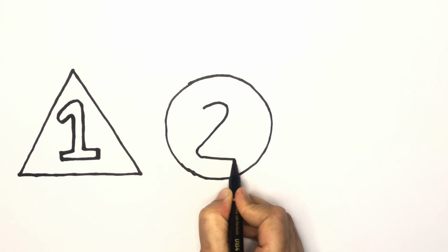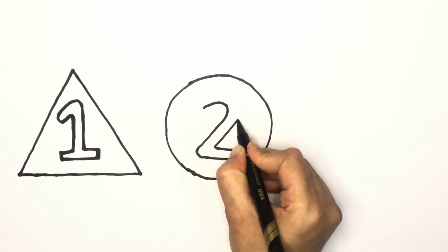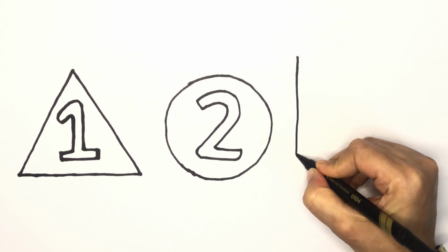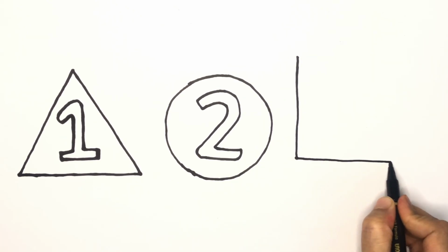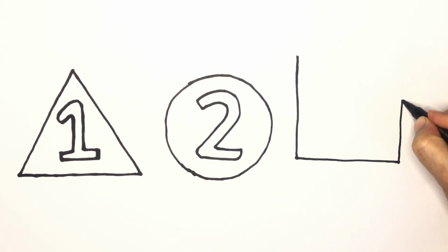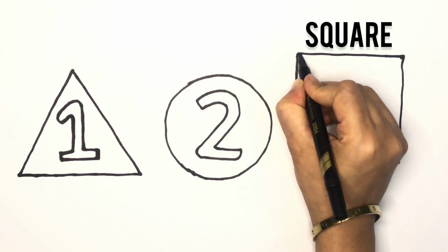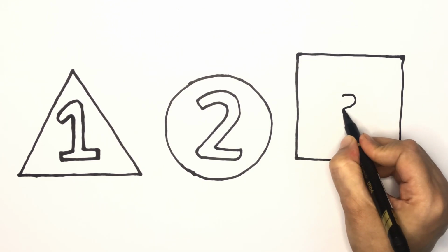W, X, Y, and Z. Now I know my ABCs. And I am drawing a square. Sing with me. A, B, C, D, E, F, G. Let's draw number 3 in it.